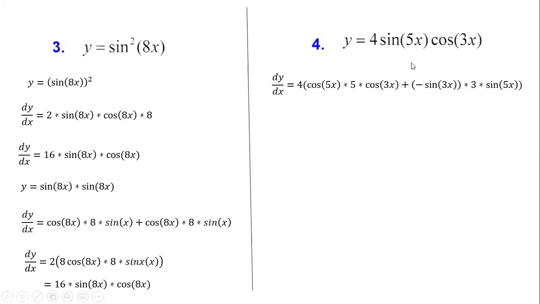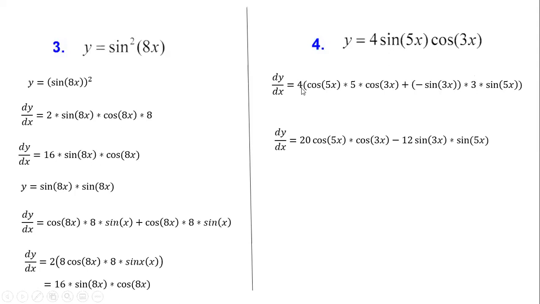Then we're going to turn things around. We're going to take the cosine of 3x, which is the minus sine of 3x, that's this first part here, this second part here, multiply that by the derivative of the inside, which is the 3, multiplied by the underived first part, which is the sine of 5x. All of this, by the way, is being multiplied by 4. Hopefully that makes sense.